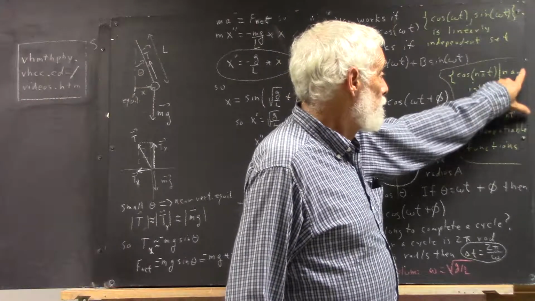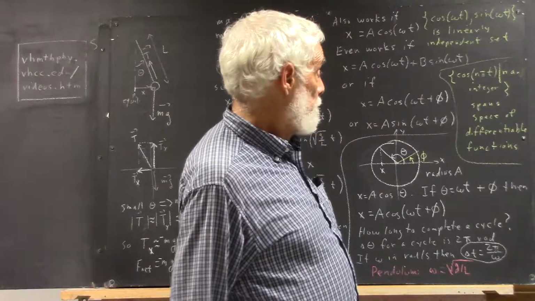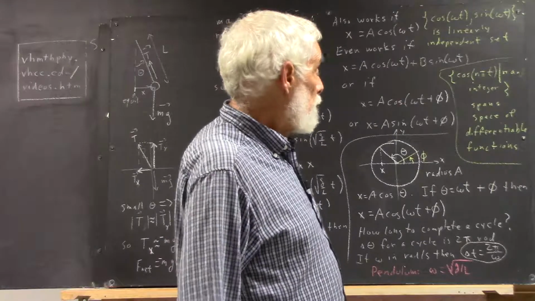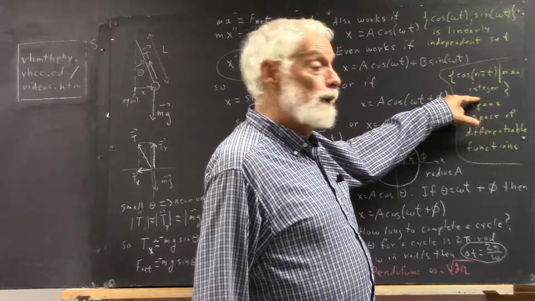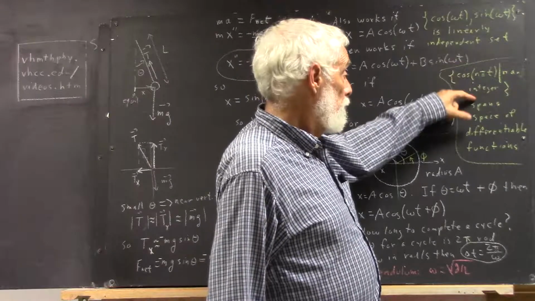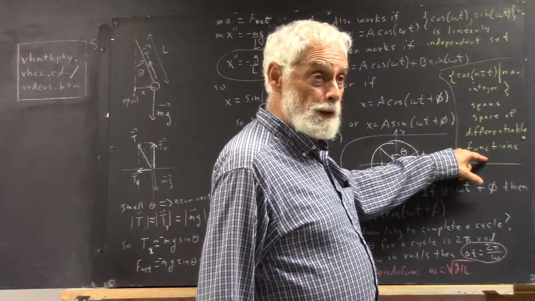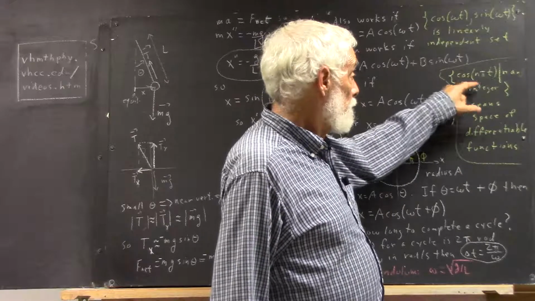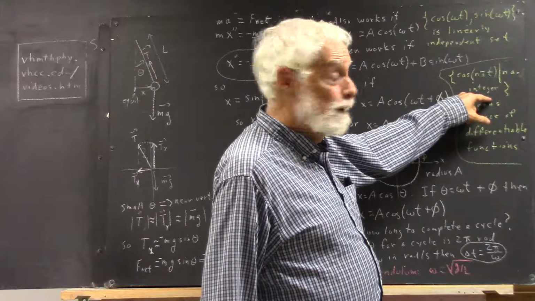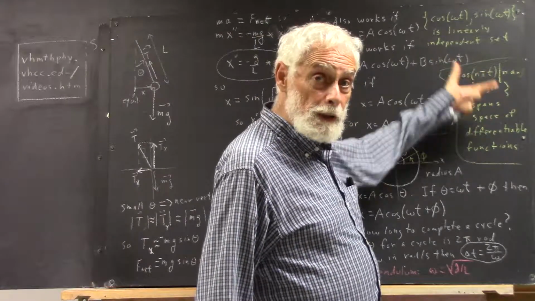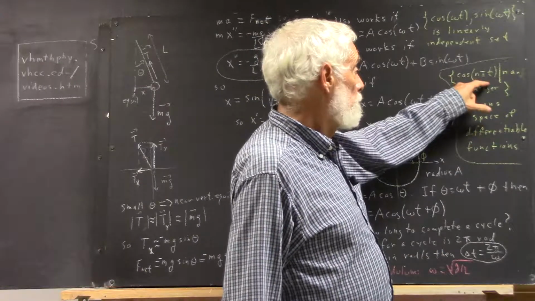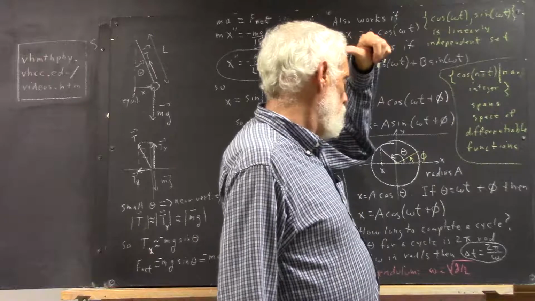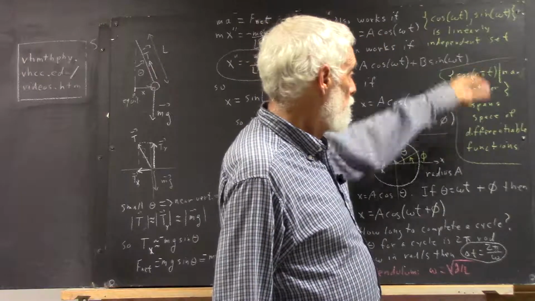And in fact, you don't need all the integers. All you need is the non-negative integers, and you still have a set that spans the space. But in this case, that set is linearly independent, so it's a basis for the space, meaning any differentiable function can be expressed as a sum of cosine functions, cosine of n pi t.